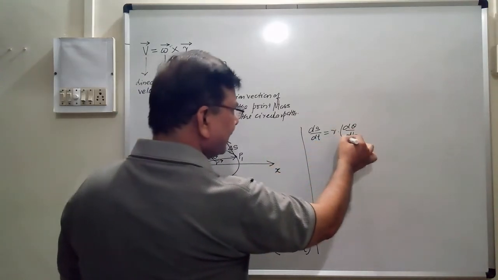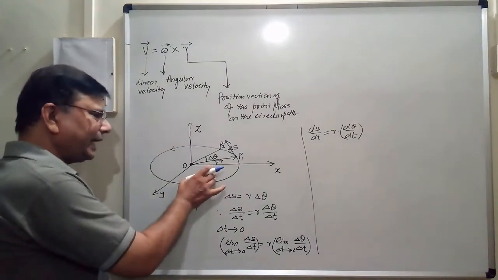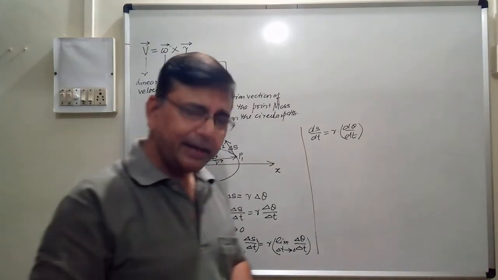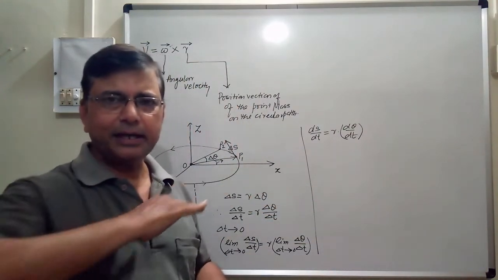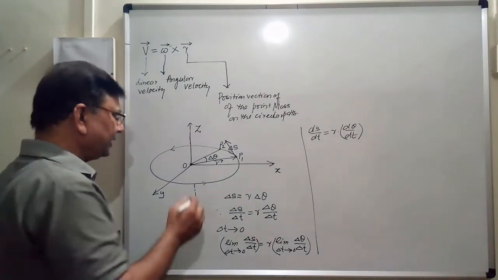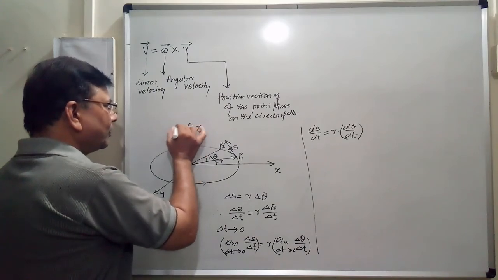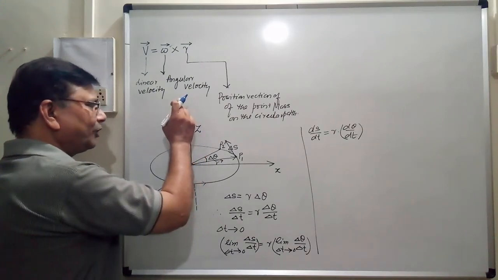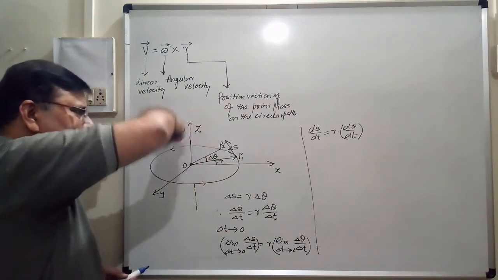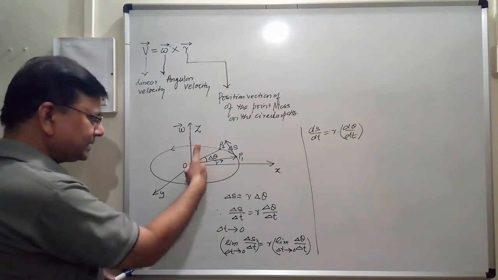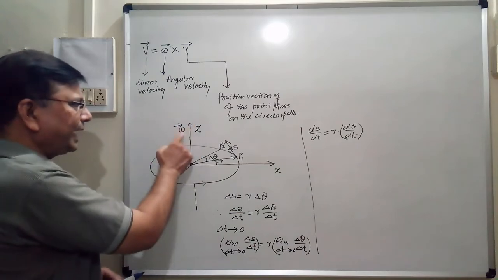And this d theta upon dt is the angular velocity, and angular velocity is always perpendicular to the plane in which the particle is revolving, right? So omega will be along this. The object is revolving anti-clockwise. Since it is anti-clockwise, by the right hand rule this is the direction of rotation in this plane, and this will show the direction of angular velocity.